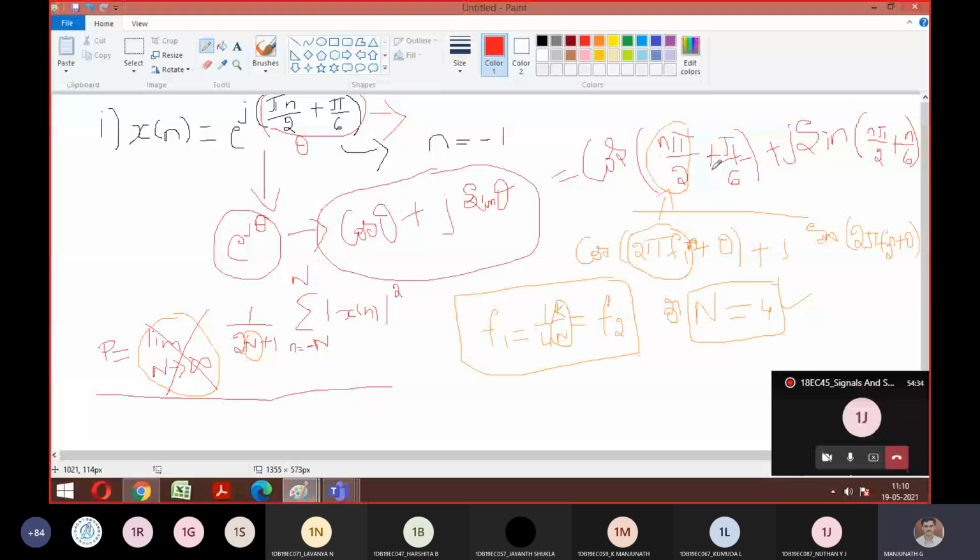Yeah, I didn't get an answer. What's the meaning of magnitude, guys? What should I do now? Positive values. Fine, good. Since x of n is cos theta plus j sin theta, whenever you apply a magnitude to your input and take the square, how does it look? Is it like this? Square root of cos square theta plus sin square theta?